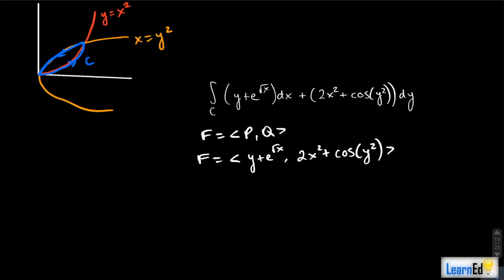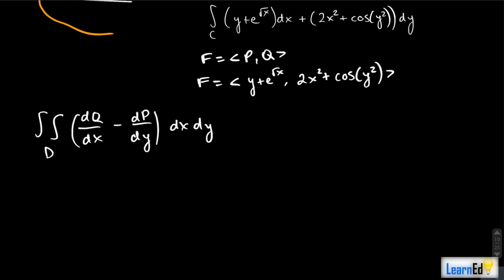Okay, there you go. So what we're going to do is take a derivative of Q with respect to x. We're going to take a derivative of this with respect to x. Okay, because remember that Green's theorem, I should probably restate this as well. We have dQ over dx minus dP over dy dx dy.